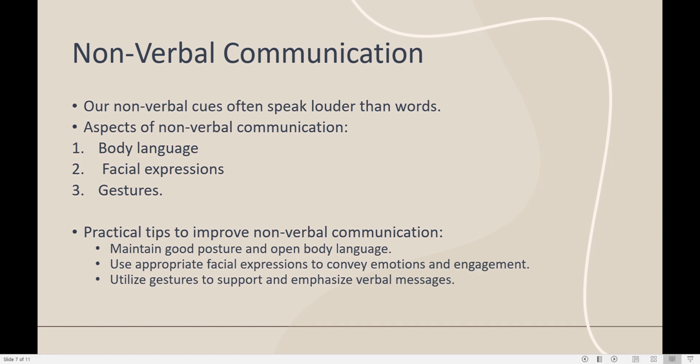So on the screen, let's see practical tips to improve non-verbal communication. Maintain good posture and open body language. What is open body language? If I'm sitting in the class or an office meeting and I'm sitting with an attitude like this, like these folded hands. If you can see, I don't know if I'm visible on the screen.